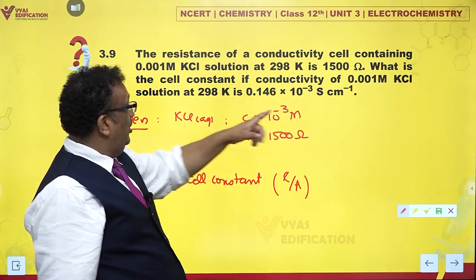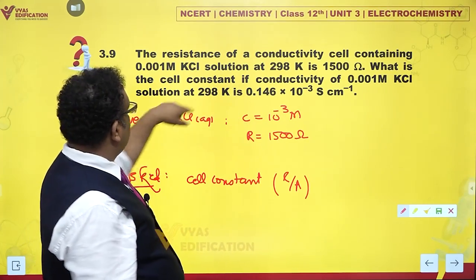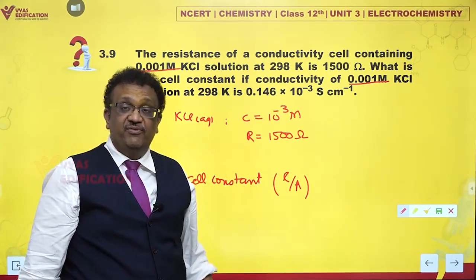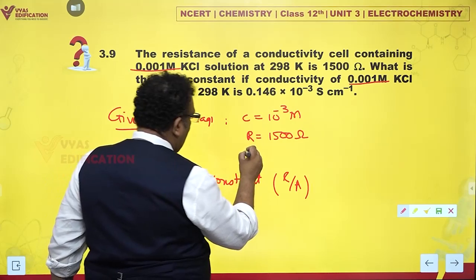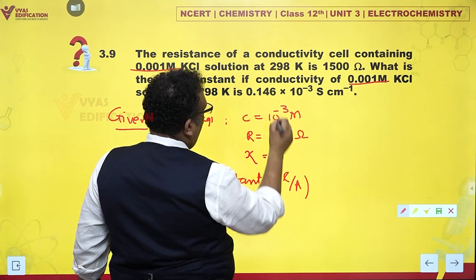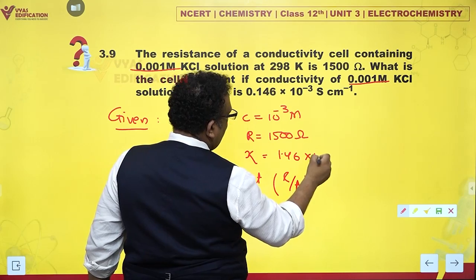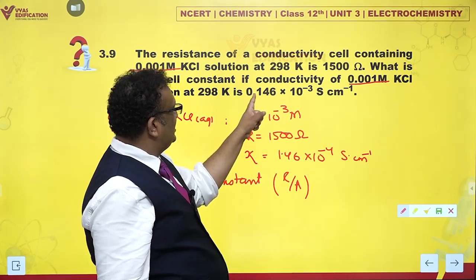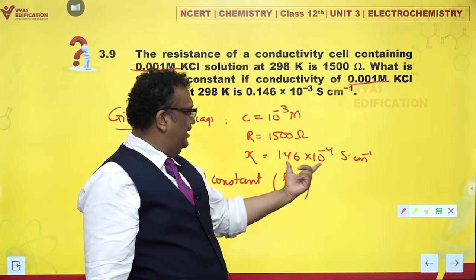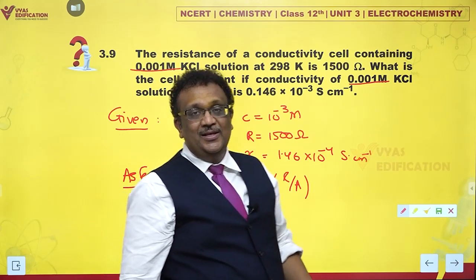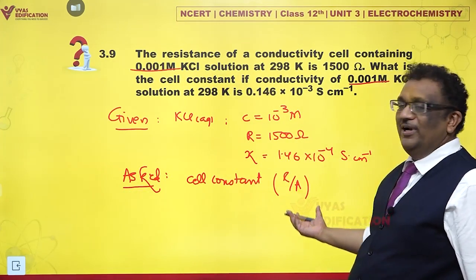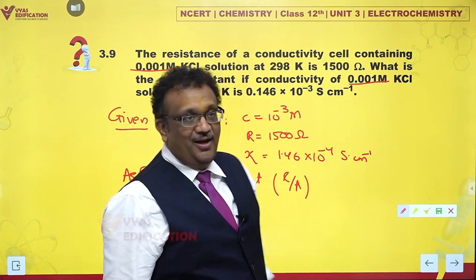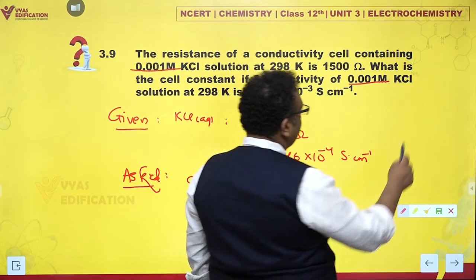If the conductivity of this solution at 298 Kelvin, please check concentration is same. So the same solution they're talking about, and conductivity or the specific conductance is so much. So kappa is being given as 1.46 into 10 raised to minus 4 Siemens per centimeter. Now you would say this is different. No, I've just shifted the decimal by 1 unit. That's it. I'm given this, I'm supposed to find cell constant. How do I do this? It's a simple basic definition. I'll just motivate you to recall.